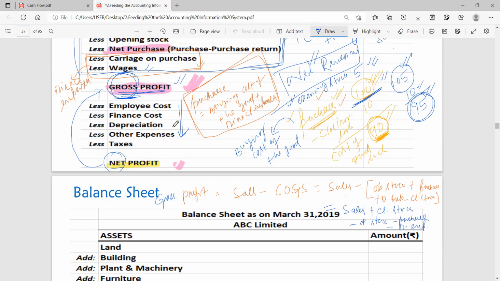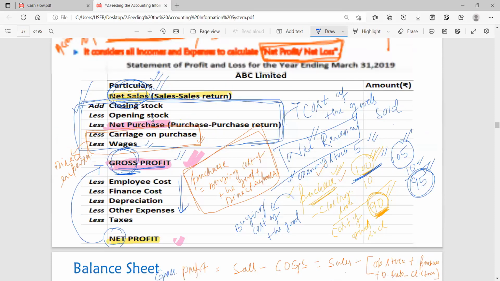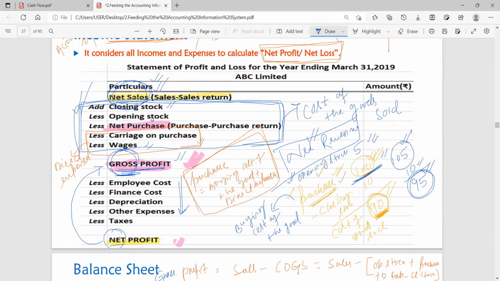So this is the ultimate formula which we have used in the format, that is net sales plus closing stock minus opening stock minus net purchase minus direct expenses. Carriage and wages are direct expenses pertaining to the purchase. So we get the gross profit. As I told you, gross profit is not the ultimate profit, because this is only from the sale of the product. You bought the product and you sold the product, and the margin you got by buying and selling is what we call gross profit. It is not the ultimate profit of the business.